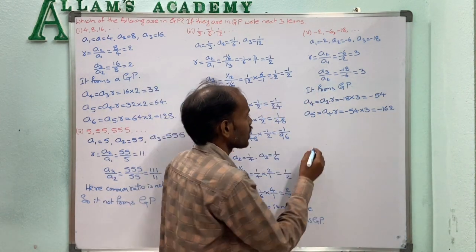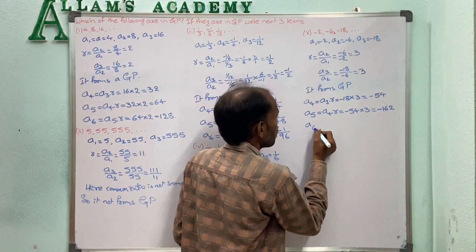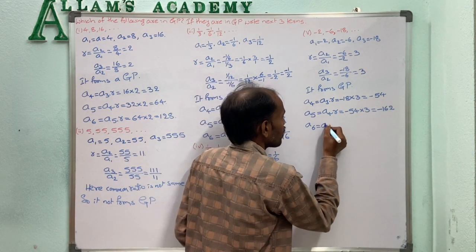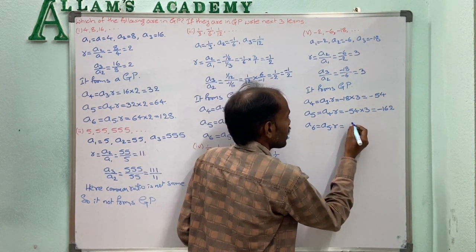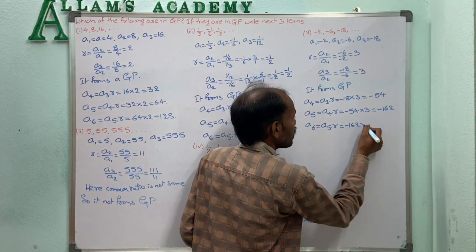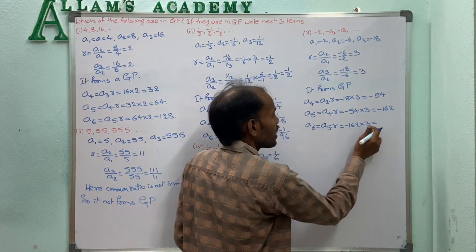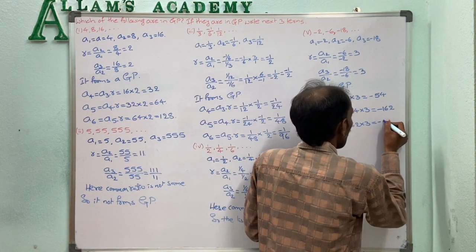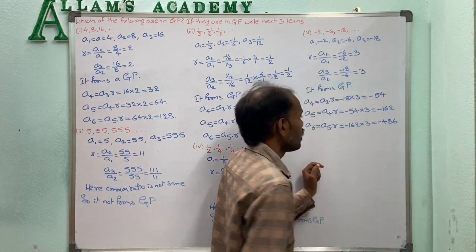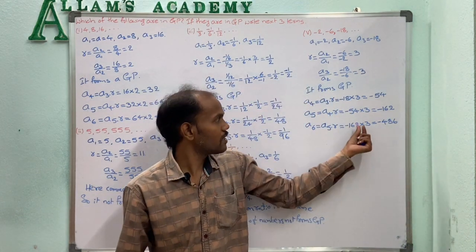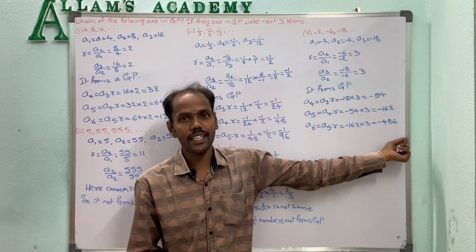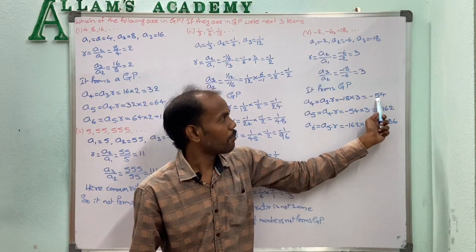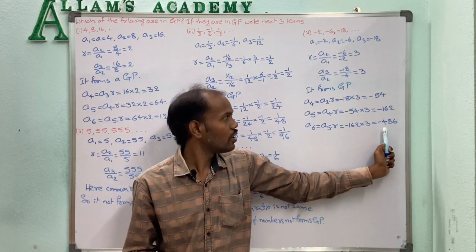So the fifth term of this geometric progression is minus 162. Now the sixth term A6 is equal to A5 into R, that is minus 162 into 3. So minus 162 into 3 is nothing but minus 486. Now minus into plus is minus, and 162 threes are 486. So the next three terms of this geometric progression are minus 54, minus 162 and minus 486.